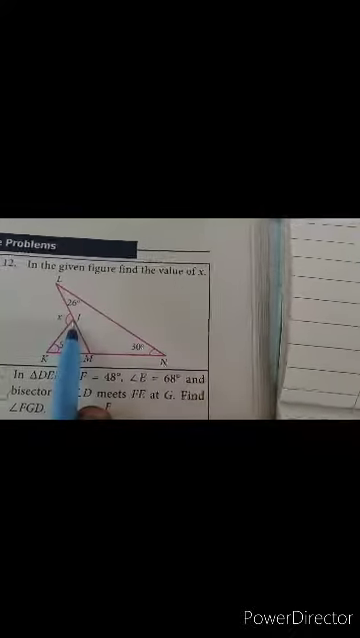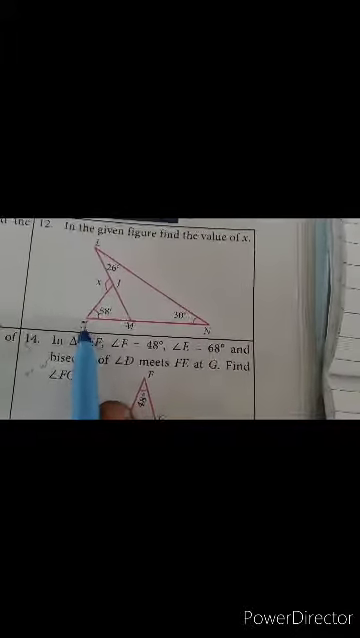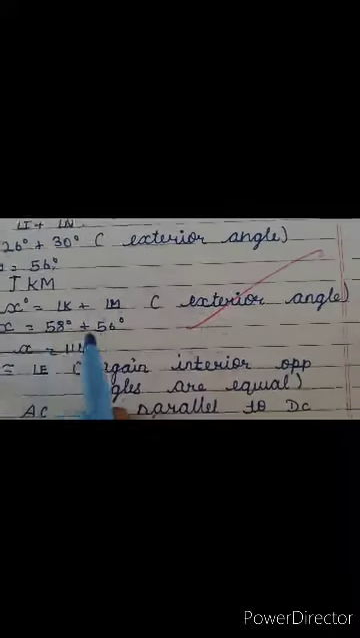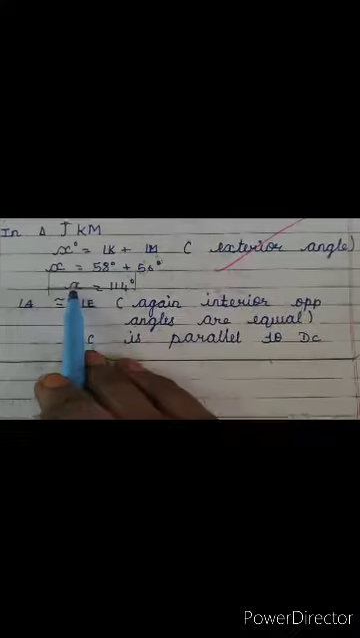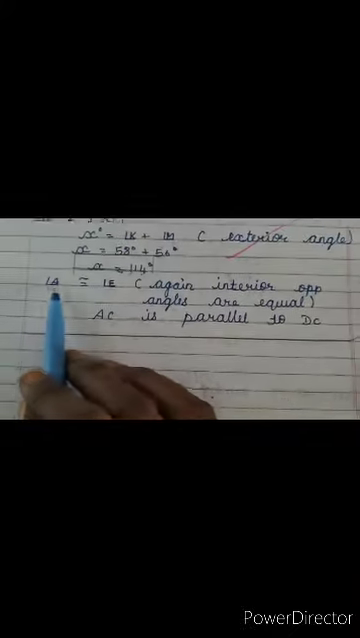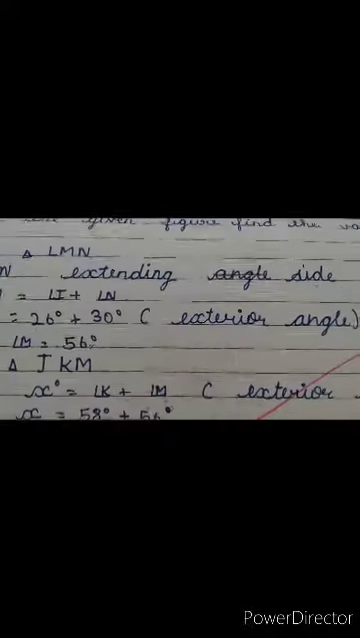Next, coming to the next triangle in the figure, J, K and M. So x equals the sum of the opposite interior angles, so angle K plus angle M. So x equal to 58 degrees plus 56 degrees. Yes, x equal to 114 degrees. Now, here angle A is corresponding, that is congruent, to angle E. So again the interior opposite angles are equal. AC is parallel to DC.